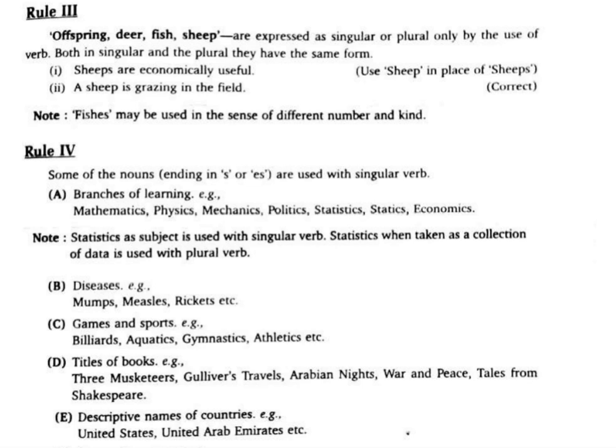Games and sports, where we are using the plural form, but it is not referring to plural. It is referring to the singular form only. It is referring to one particular game like billiards. It's one type of game. Aquatics, gymnastics, athletics, like that. So it depends upon the meaning also that we get. Like here, Three Musketeers, Gulliver's Travels, Arabian Nights. These are the names, titles of books. Okay.